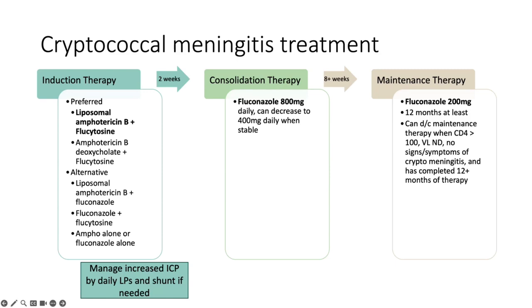So there are some things in this talk that are what the guidelines say. I'm trying to make sure you see what the guidelines say, and then clinical practice is different. Generally you give about 2 weeks of induction therapy, and then we'll talk later about the exact criteria to switch to consolidation, which is a high dose of fluconazole. You do that for at least 8 weeks, and then you switch to maintenance for a long time. We'll come back to that.